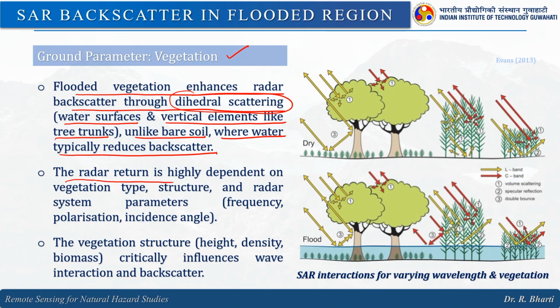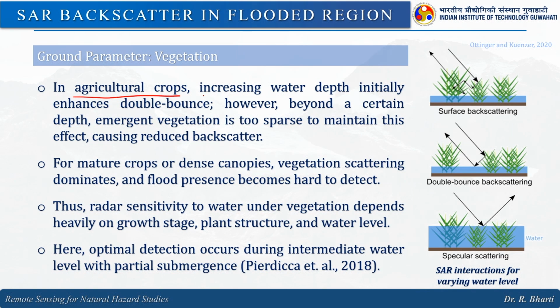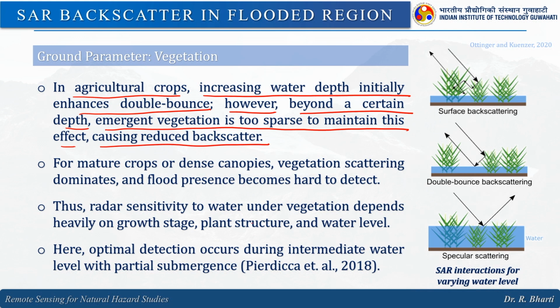The radar return is highly dependent on vegetation type or structure and radar system parameters like frequency, polarization, incident angle. The vegetation structure like height, density, biomass critically influences wave interaction and backscattering. This is what is explained here, right. So, in agricultural crops, increasing water depth initially enhances double bounce. However, beyond a certain depth, emergent vegetation is too sparse to maintain this effect, causing reduced backscattering, right.